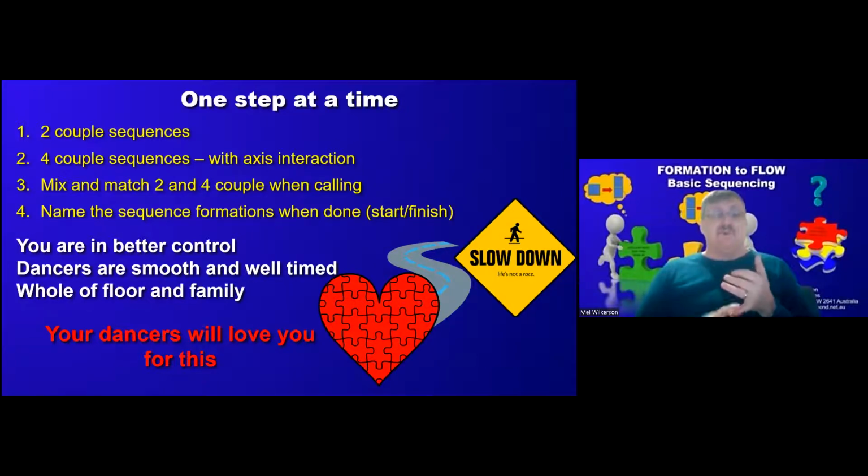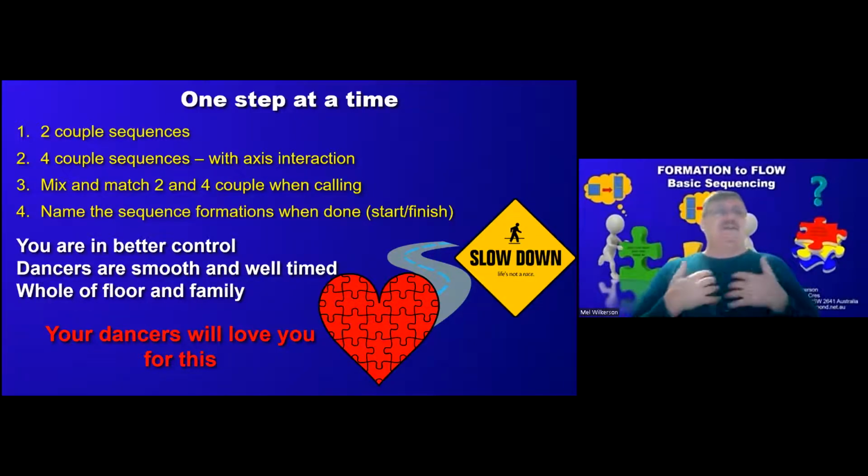Then you want to create 4 couple sequences that interact on different axes. In other words, they change and they move around through each other. You create 4 couple sequences. We don't care about where they are, just that it flows and it moves around the floor. Then you practice using and mixing your 2 and 4 couple flow sequences.